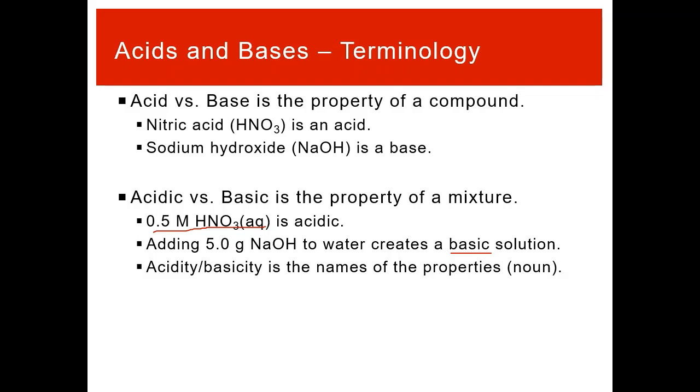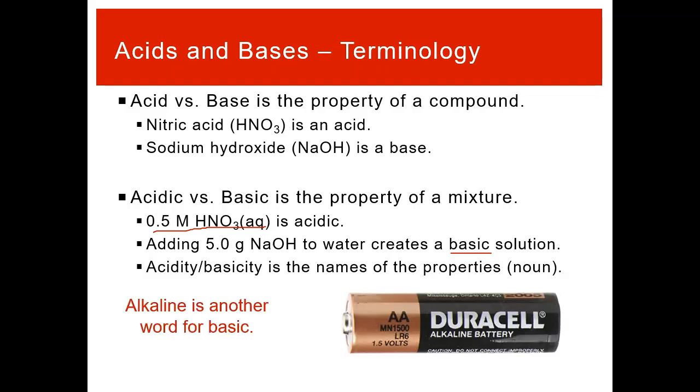Acidity and basicity are the names of the property. So again, nitric acid doesn't have acidity, it just is an acid. A nitric acid solution has acidity. Lemons have a higher acidity than grapes. Alkaline is another word for basic you may have seen. So for example, alkaline batteries are full of base. They are pretty gnarly on the inside. Alkaline lakes are also a thing. If you've ever done any traveling, in an alkaline lake the water is very basic.